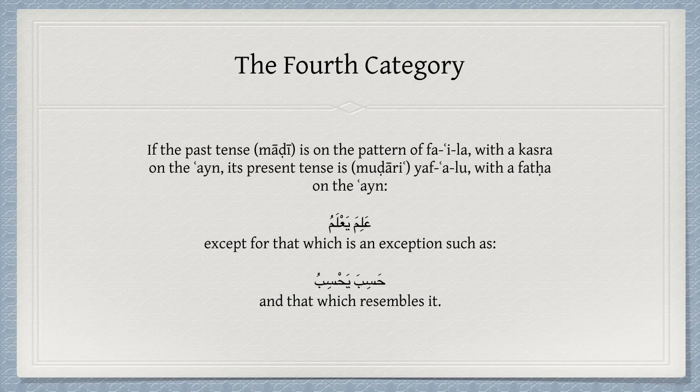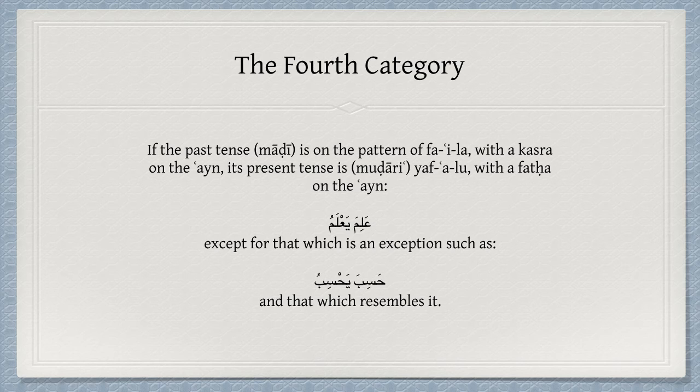So it says if the past tense, the madi, is on the pattern of fa'ila, there's a kasra on the ayn. Its present tense, the mudari, is yaf'alu. Kasru fathin, kasra and then a fatha, with a fatha on the ayn, right? And so alima ya'lamu, right? So he's given this. And then he says, except for that which is an exception, which is hasiba yahsibu, and it can also be hasiba yahsabu, right?